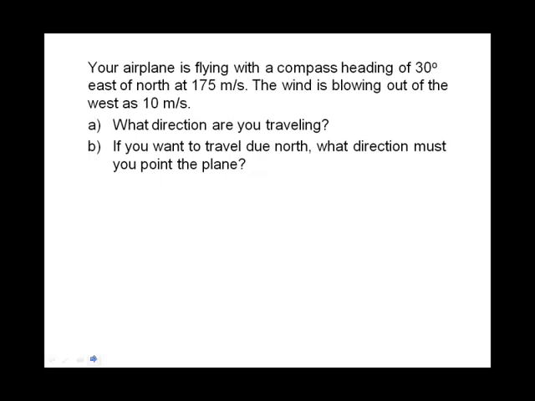Let's take a look at an example. So here I have an airplane, and I'm flying with a compass heading of 30 degrees east of north. Now we've got to be careful about this. So here's north, and here is east. So east corresponds to my x-axis, north corresponds to my y-axis, positive x, positive y. So 30 degrees east of north would be in this direction.